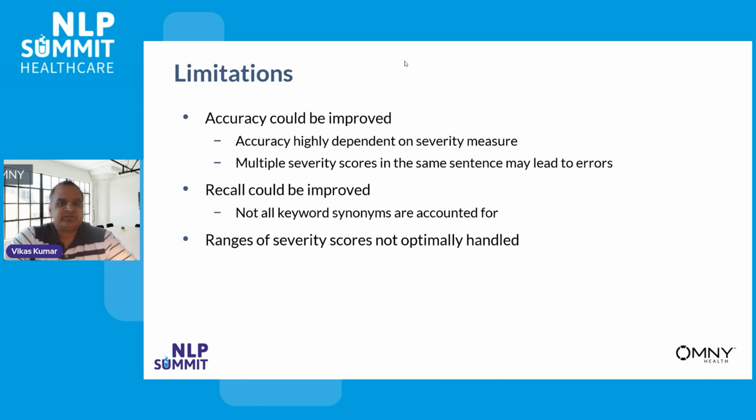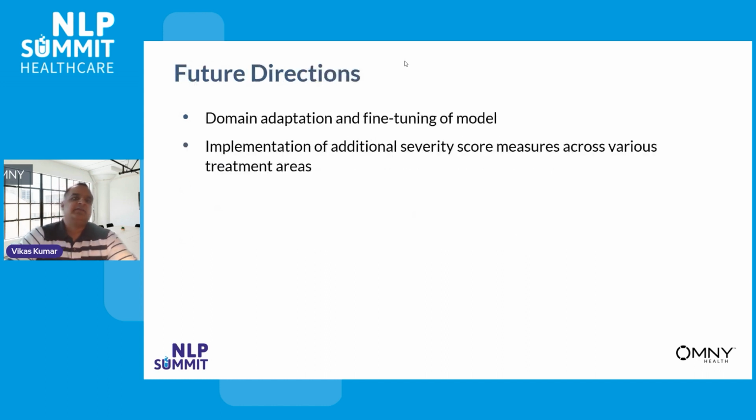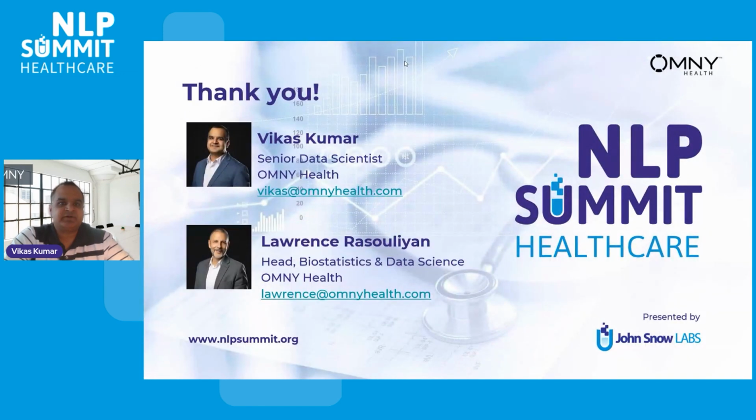But on the future directions of our work, on the next slide, we want to domain adapt and fine-tune our model to improve the accuracy of our results. We also plan to implement additional severity score measures across different medical subspecialties in the near future. So we hope that our work will improve opportunities for biomedical and pharmaceutical research across the industry. And that's what we aim to do with our work.